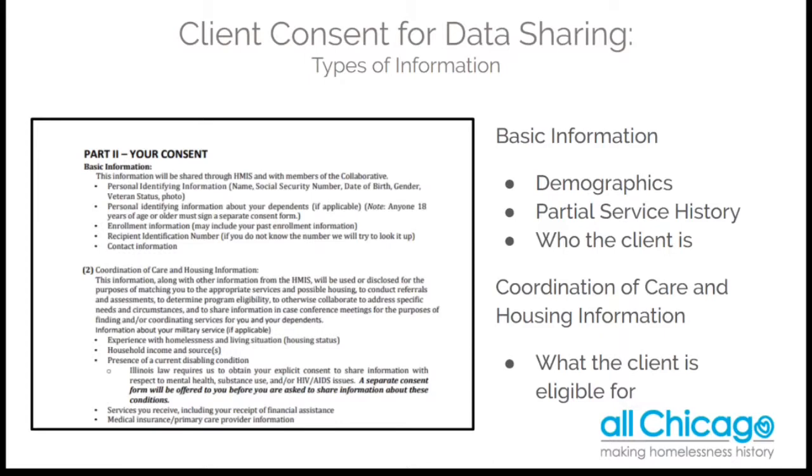Information in the client consent form is split into two types. Basic information includes demographics, partial service history, essentially who the client is. It can contain enrollment information, a RIN number, and PII about dependents. There's a list for the client to review under part two. The coordination of care and housing information section covers a client's experience with homelessness and current living situation. It covers their income, disabilities, current services, and medical insurance. So a broader definition of these two sections may be that basic information tells us who the client is, while coordination of care and housing information tells us what the client may be eligible for.